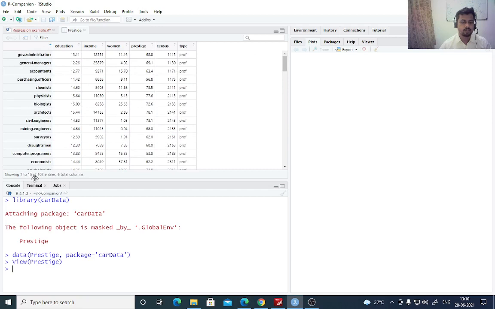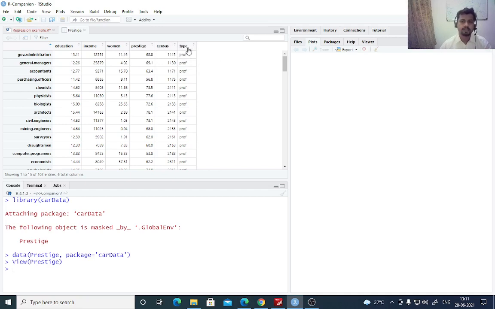So it consists of 102 entries, that is 102 respondents, and in total 6 columns. First variable is the education of the respondents, then income, or average income, and the data is in US dollars. This is the percentage of women in the occupation. This is the prestige point associated with each of the occupations. This is census information, and finally you have the type of profession.